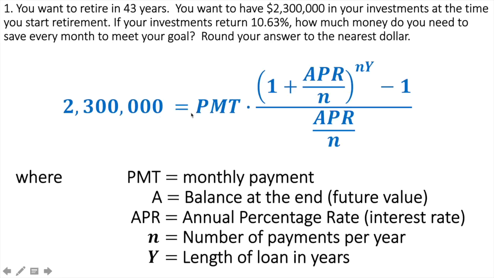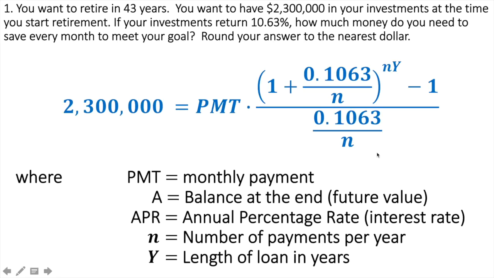2.3 million. APR, that's our interest rate. Our interest rate on this one is 10.63%. Notice that that's located in two different locations here. When we do this one, we have to move the decimal over. We can't do it in percent form. It needs to be in decimal form. So we're going to move this decimal over 2 spots here. And again, it's going to go in 2 different locations. So we'll write those 2 locations there. 0.1063, that is 10.63% in decimal form.